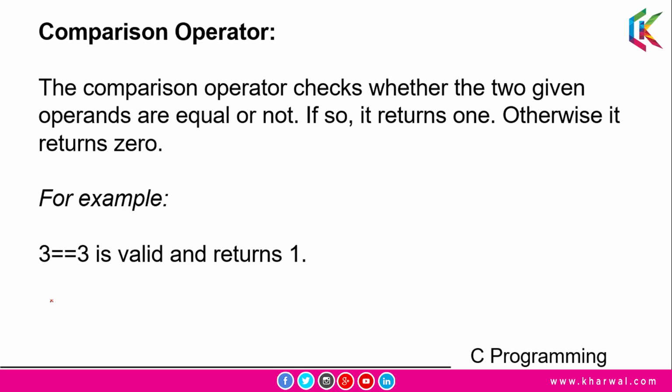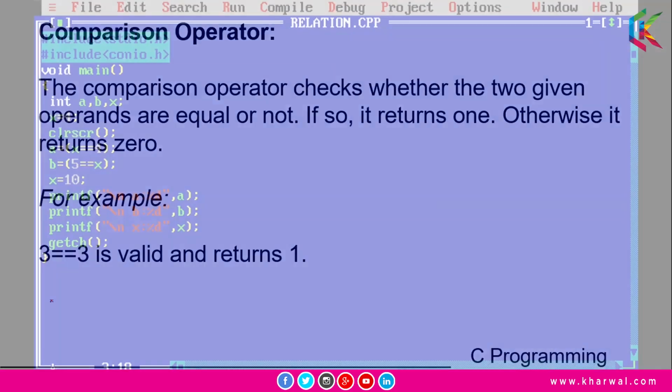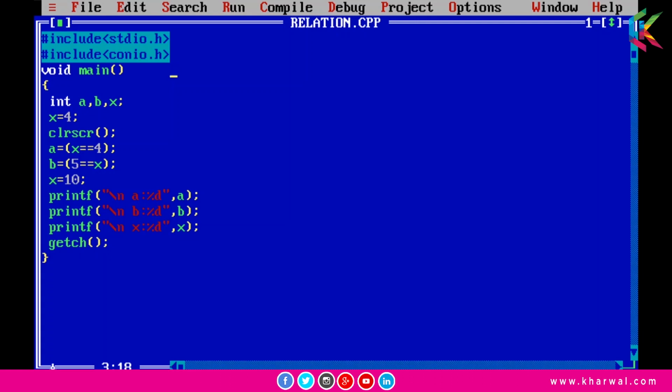Now guys, let me open up the Turbo C++ compiler where I will show you the working of these two operators. Guys, in this program, we will learn about assignment operator and comparison operator. So we have declared three integer variables a, b and x, and we have initialized x by 4. So basically we have assigned a constant value 4 to this variable x by using this assignment operator. So the value of x will be 4 now.